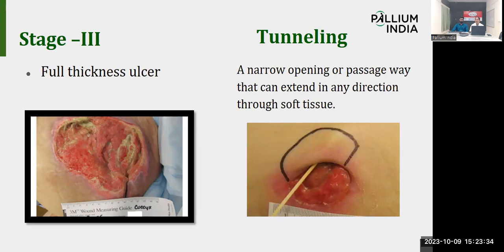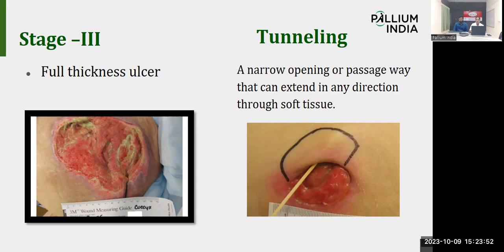In this image, only one tunneling is seen. But in real life, when we see a patient, there can be many in different areas, right, left, sides, everything. Anywhere there can be 1 or 2 or 3 tunnelings, right?